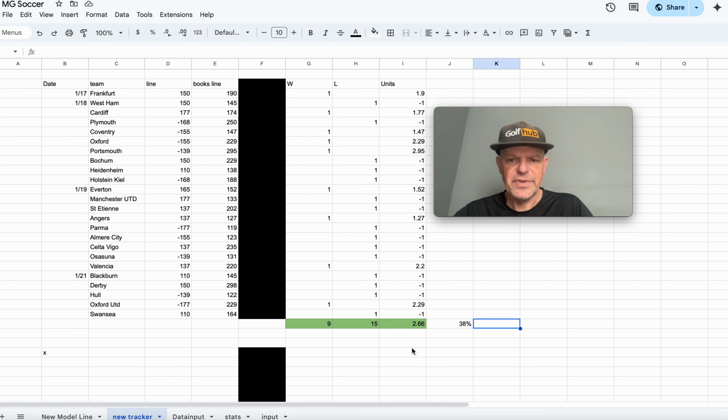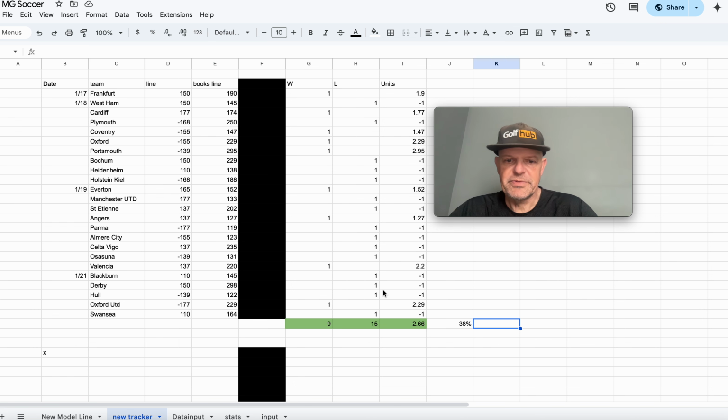Now, the next thing we want to do is calculate our ROI, which is return on investment. How many units did we have to invest to get back 2.66 to see if it's good? A great ROI would be 10%. Long-term in sports betting, if you can get 5% or higher, that's good as well. So we had a total of 24 wagers.